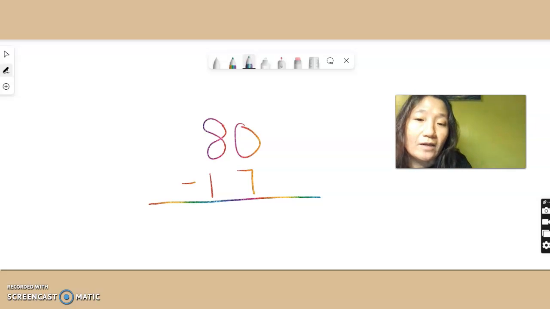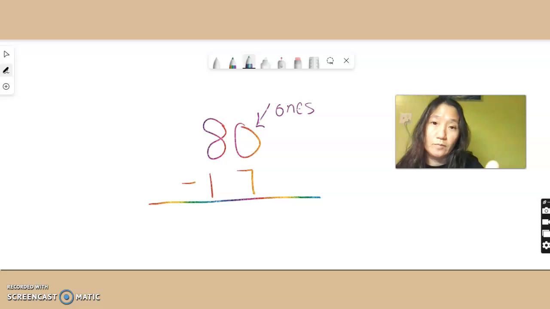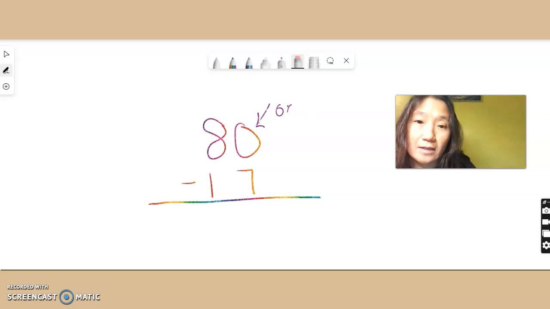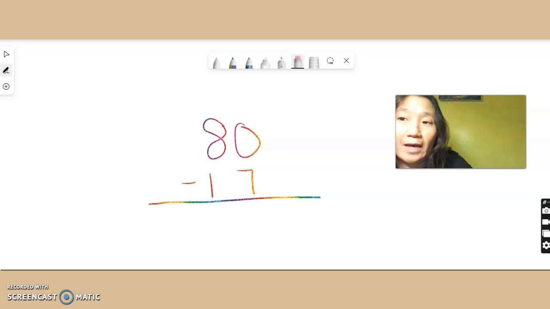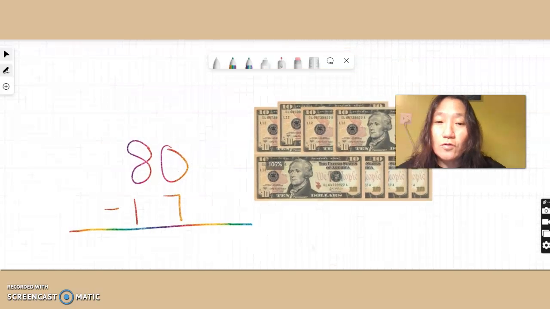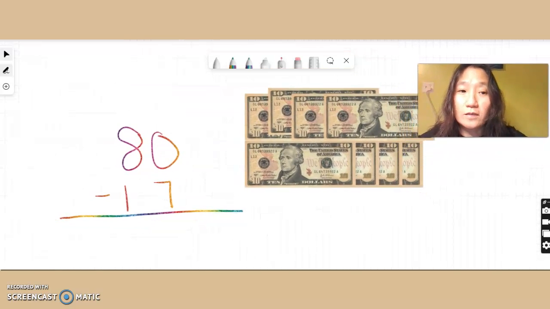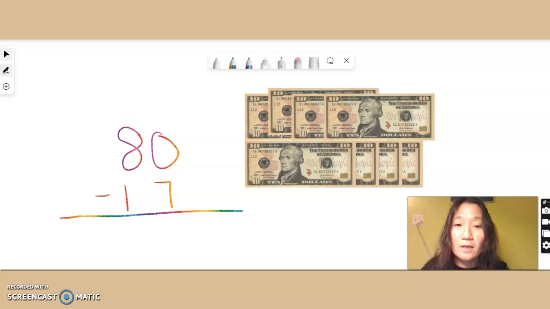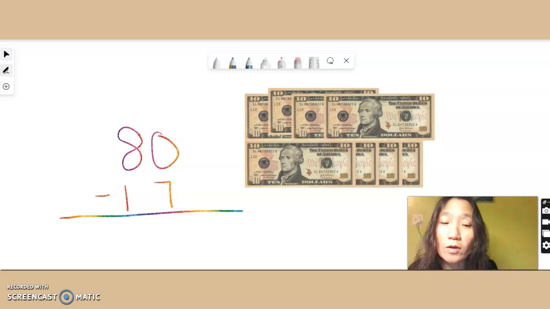So, we know that this is the ones place right here. This is the ones. Okay, so that means you have $1 bills there. And remember, that 0 means that's all the money that you have. So what this is saying is you have 8 $10 bills, no $1 bills. 1, 2, 3, 4, 5, 6, 7, 8 $10 bills.